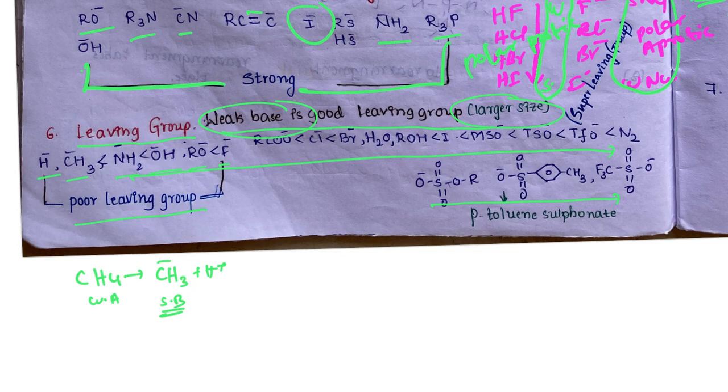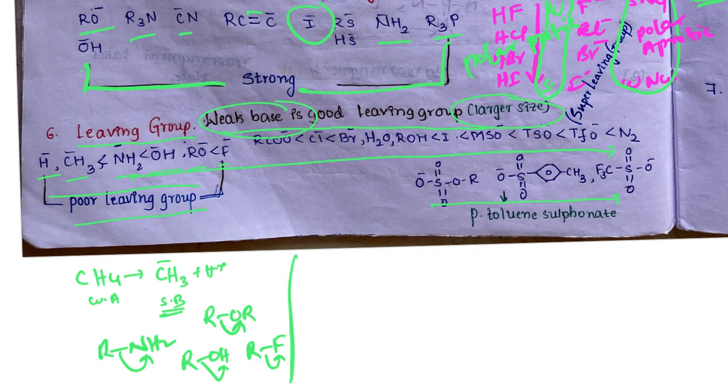Most important, first of all you have to focus on these poor leaving groups, because when a question like which of the following is the least reactive comes, you mainly have to remember them. If RNH2 is given, this is a poor leaving group. If ROH is given, it is a poor leaving group. If any ether ROR or RF is given also, these are poor leaving groups. They will not be used that much in the reaction. Then which are mostly used? These are only for exam purposes: in board or competitive level they will ask which is a good leaving group, but mostly involved is which one?